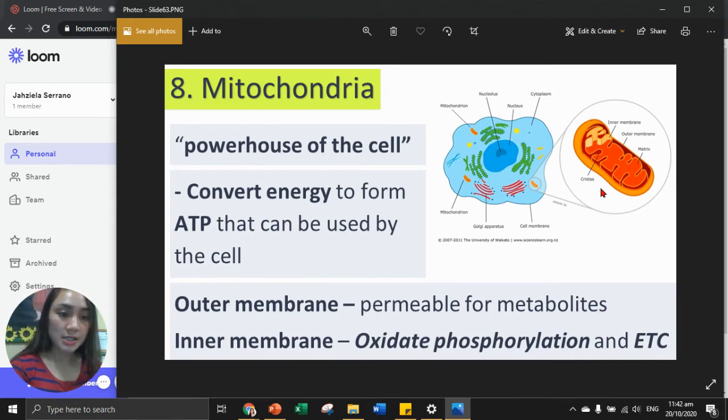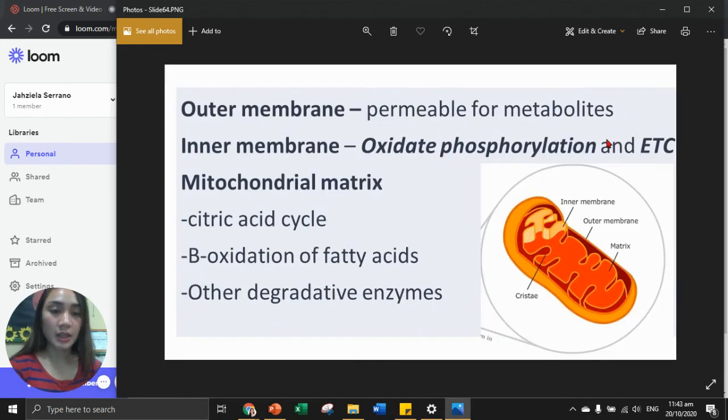So meron siyang parts ang ating mitochondria. So we have the inner membrane, we have outer membrane, and of course, we have the matrix. So yung outer membrane natin, it is permeable for metabolites. Permeable, again, is a term that indicates that substances can go in and out of the organelle or the cell. We have inner membrane, which is responsible for oxidative phosphorylation, and ETC stands for electron transport chain. So this might also be part of the questions in the exam.